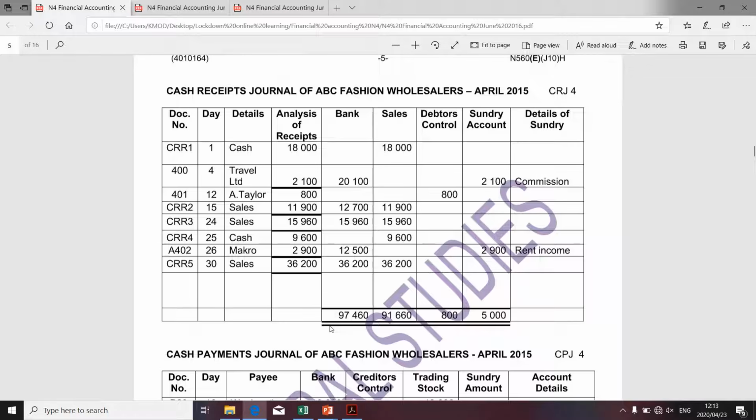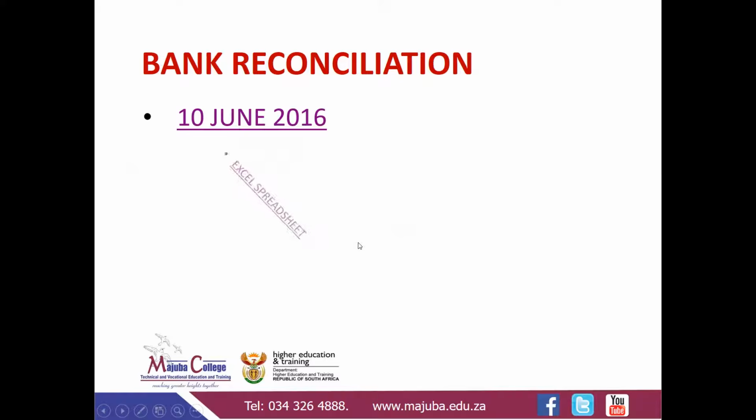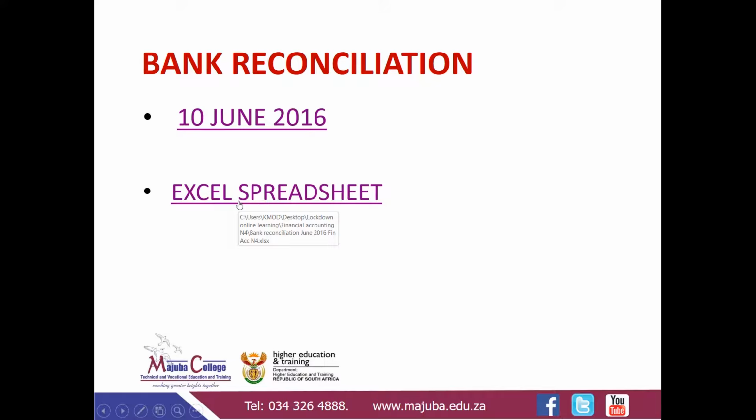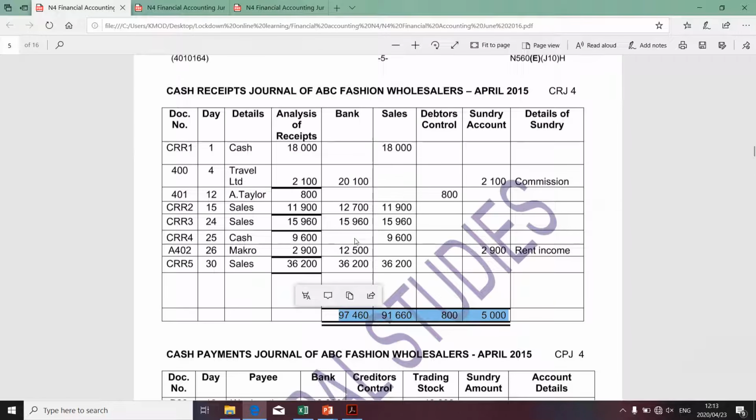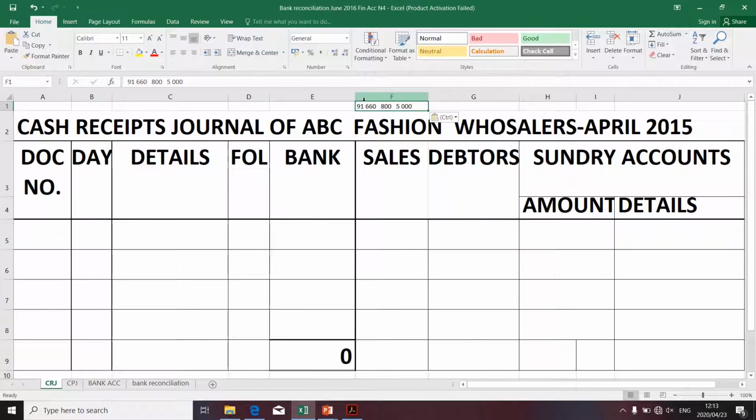There are various techniques you can employ in the preparation of the CRJ, but firstly, I want to start by taking the totals and update my Excel spreadsheet. Let me quickly take you through to the Excel spreadsheet. I'm going to employ the Excel spreadsheet to illustrate the preparation of the cash receipt journal. So we're given totals. I'm going to copy those totals. I'm going to paste them there.